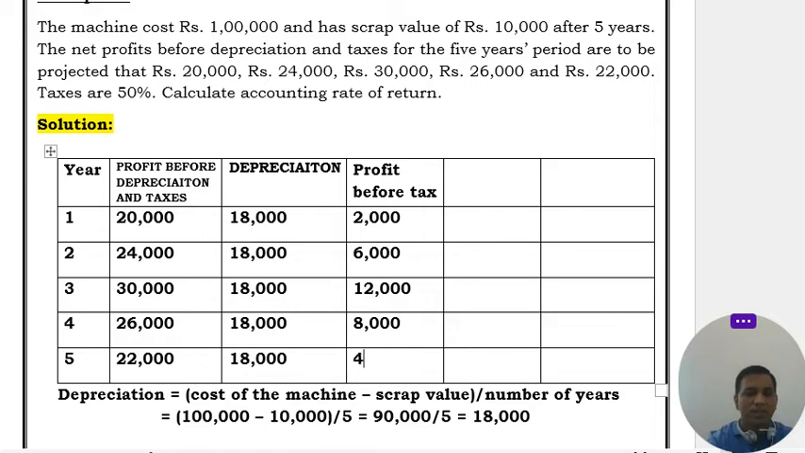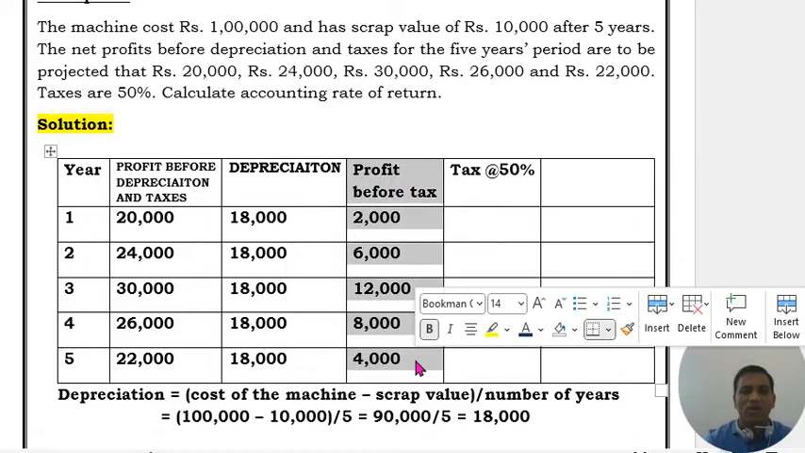22 minus 18, 4,000. Profit before tax. And next is tax at the rate of, what is the tax rate? 50%. So we have to calculate tax at the rate of 50% on profit before tax.